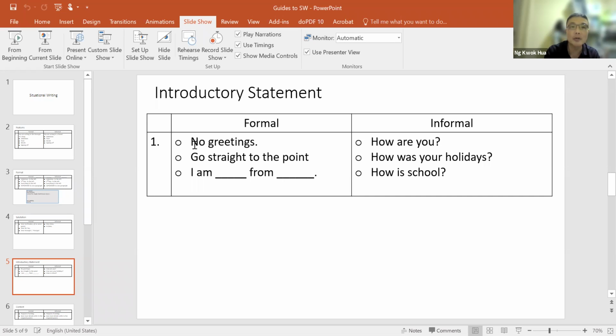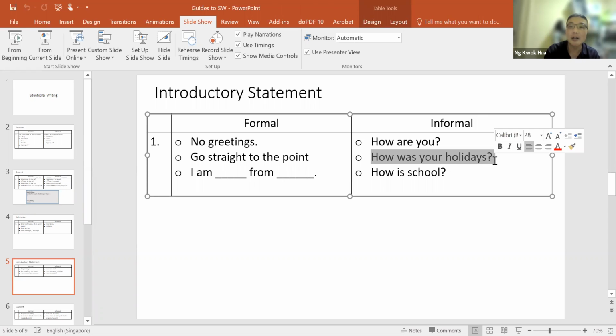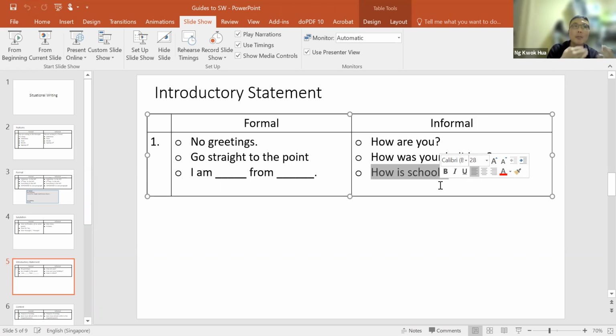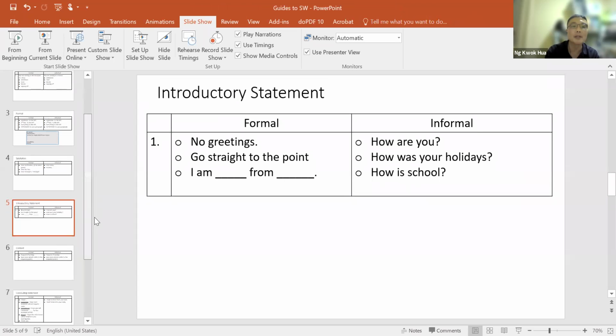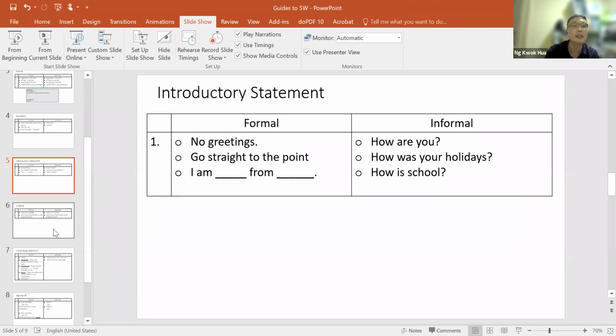All right. So there's no greeting needed. Don't write how are you for formal. But for informal, you've got to bring in how are you, the way you actually greet your friends. How are your holidays? How's school? So for informal, you have to start off with a greeting. This is called the introductory statement. Please remember this, okay? Anyway, I'm going to leave the slides on SLS. So over the weekend, you can revise again with Ms. Teng's beautiful voice in the background, okay?